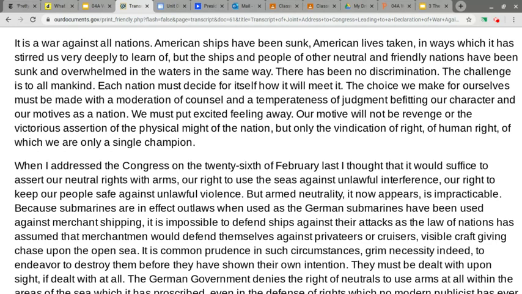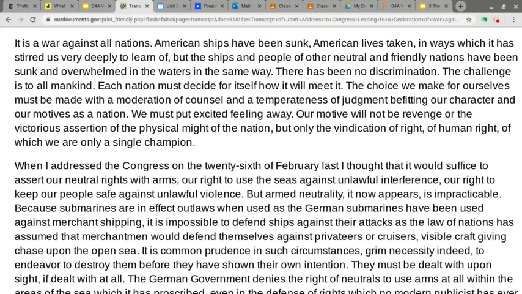American ships have been sunk, American lives taken, in ways which it has stirred us very deeply to learn of. But the ships and people of other neutral and friendly nations have been sunk and overwhelmed in the waters in the same way. There has been no discrimination. The challenge is to all mankind. Each nation must decide for itself how it will meet it.